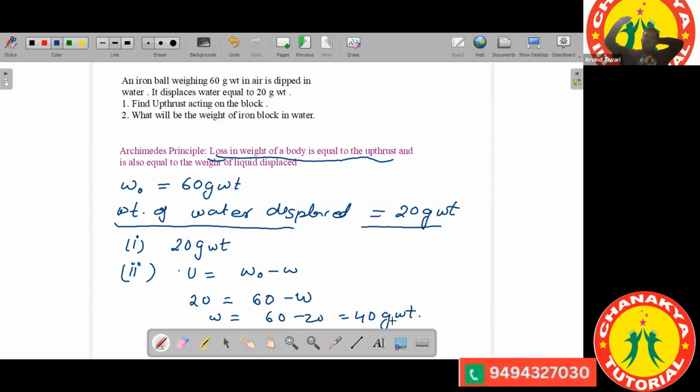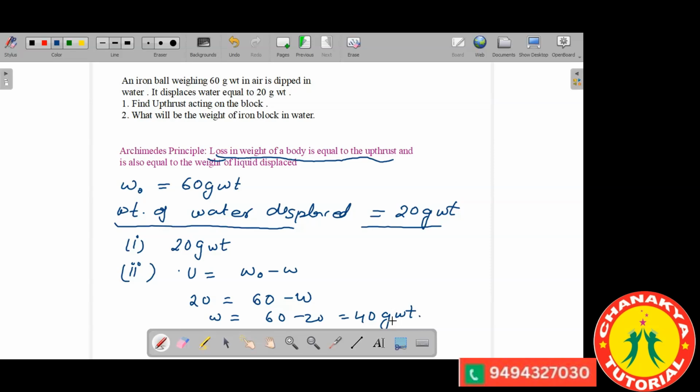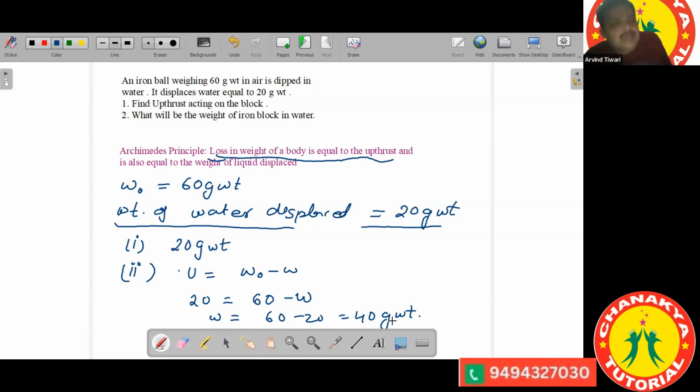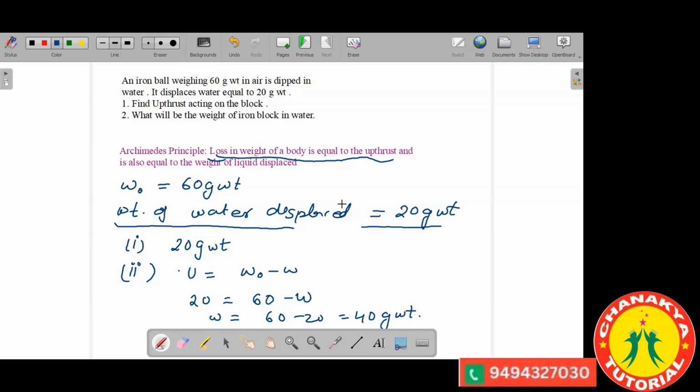Okay. So I hope everyone has understood this question. Harini, you understood the question? Yes, sir. Okay. So the statement of the Archimedes principle is very important. Understand the statement that the loss in weight of a body is equal to the upthrust and is also equal to weight of liquid displaced. So any doubts? Shall we move further.